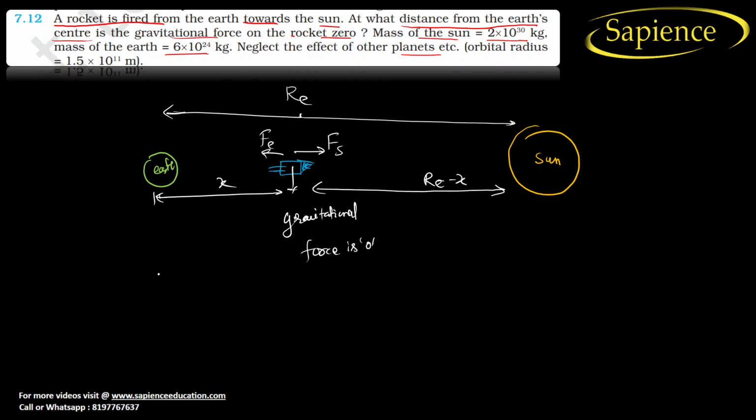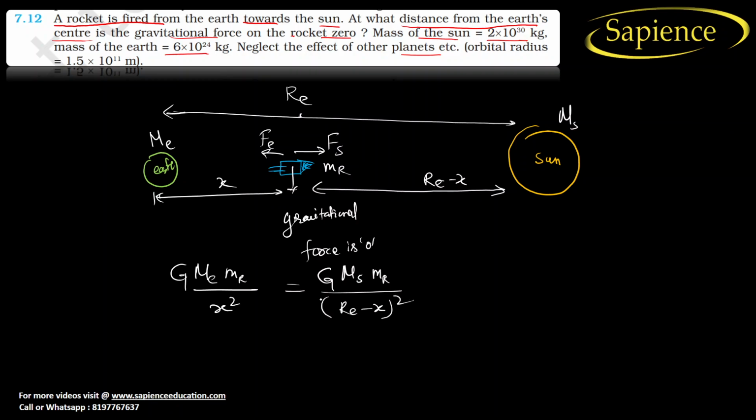Now, force due to Earth is what? Let us consider force due to Earth is G into mass of the Earth into mass of the rocket. So let us consider mass of the rocket as Mr, mass of the Earth as capital Me, mass of the Sun is capital Ms. So this is Mr divided by x square, and this will be equal to G into mass of the Sun into mass of the rocket divided by (Re minus x) whole square. So finally this will get cancelled out.